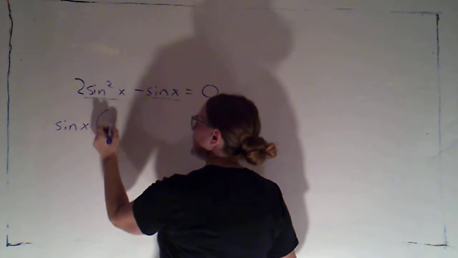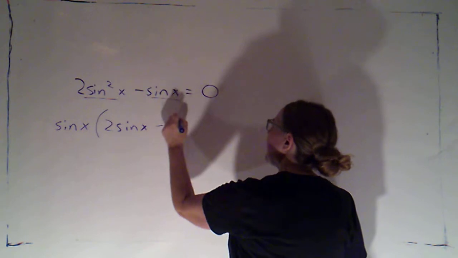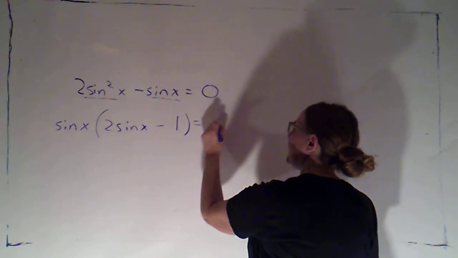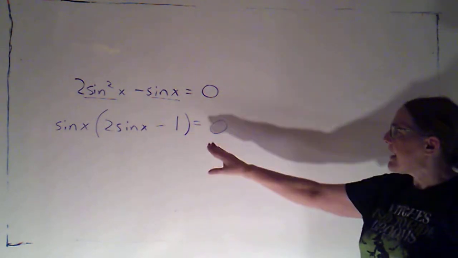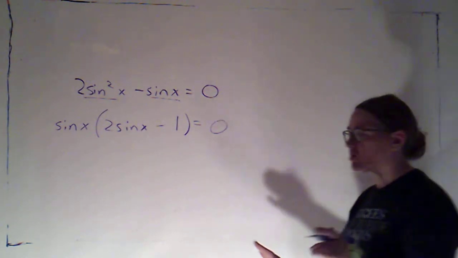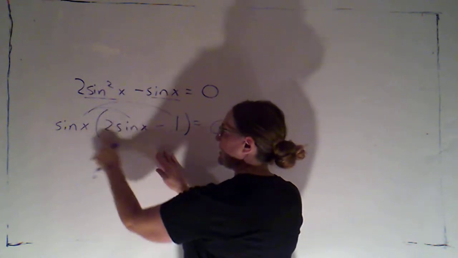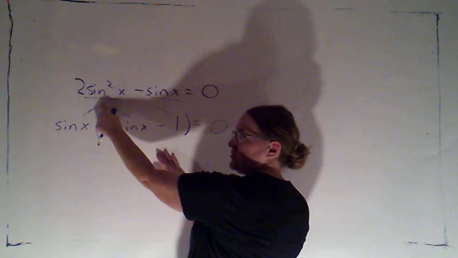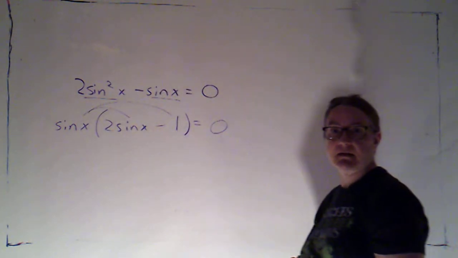What's left over here would be 2 times the other factor of sine x, and what's left over here would be 1, and that product still equals 0. Now, when you factor, you can always double check your work. If I were to distribute that sine back in, sine x times 2 sine x would give me back the 2 sine squared x. Sine x times minus 1 would give me the minus sine x.